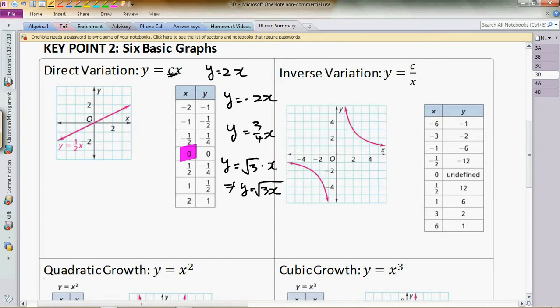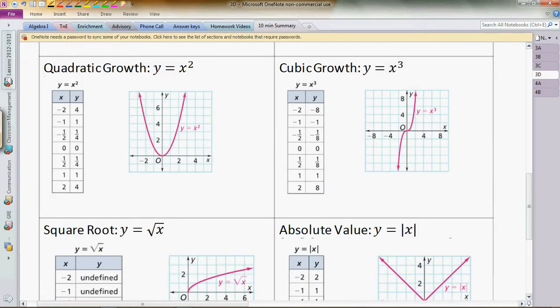Don't get confused with y equals square root of 3x. This is actually a square root function, so it's a different thing. So forget about that for now. And the second graph is the inverse variation that we just did, and the graph will look like that. And when x is 0, it's undefined.